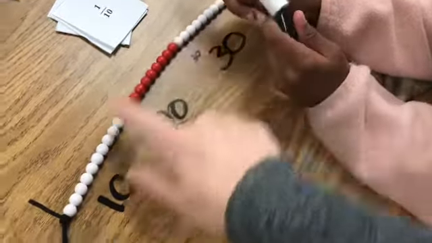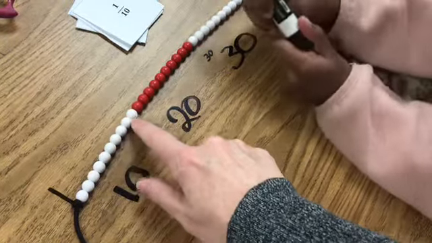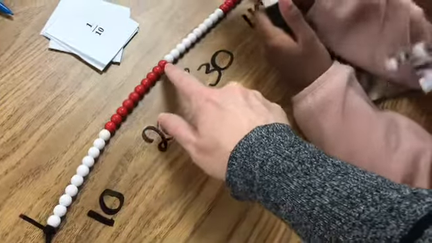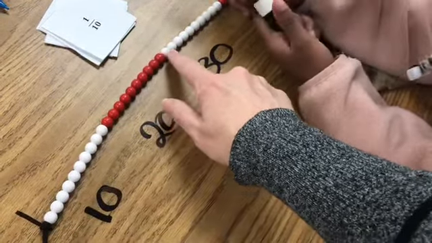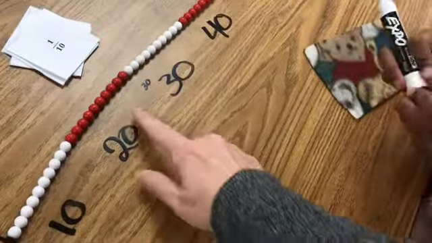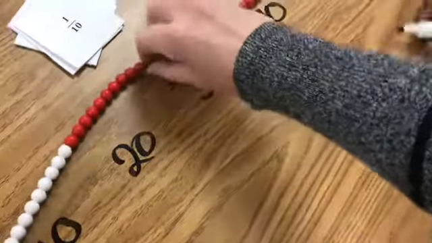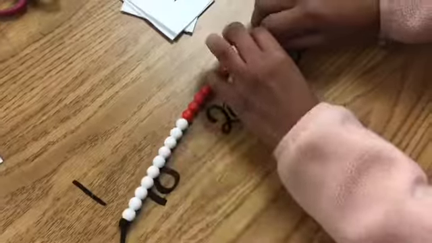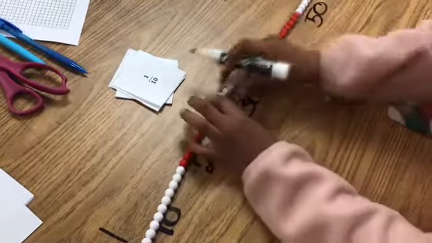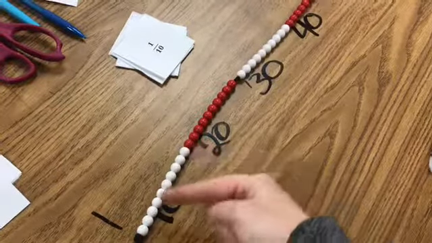Yeah. Let's count and check. 1, 2, 3, 4, 5, 6, 7, 8, 9, 10, 11, 12, 13, 14, 15, 16, 17, 18, 19, 20. 21, 22, 23, 24. Oh, wait. So the 20 is actually after those two groups of 10. So this is how much? 20. Okay, so show me 30. 30 is right here. So this is 30 beads.